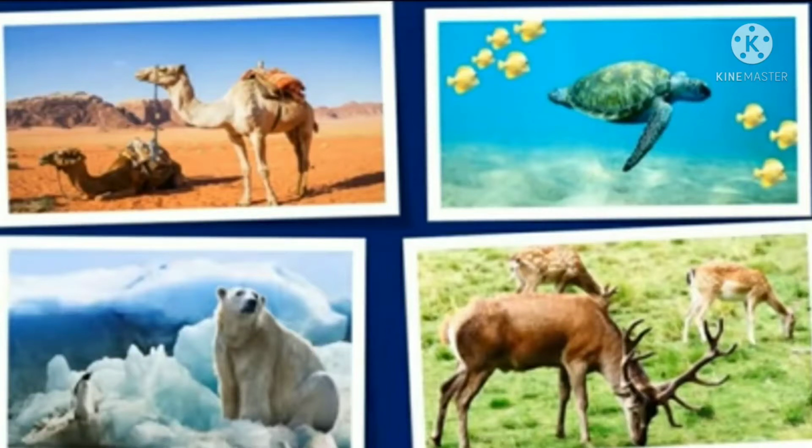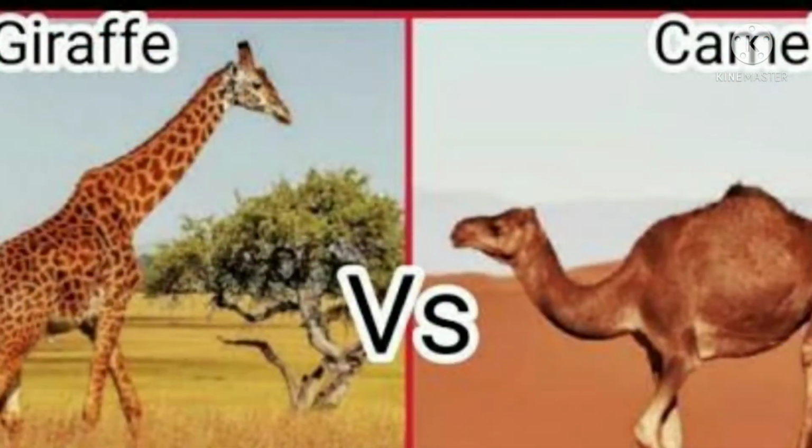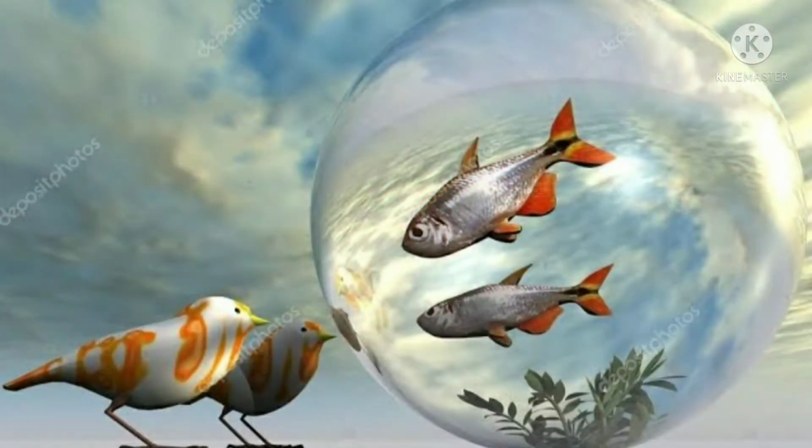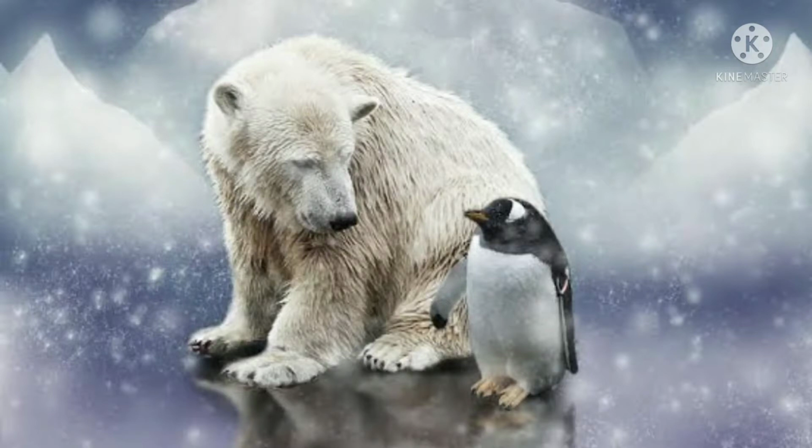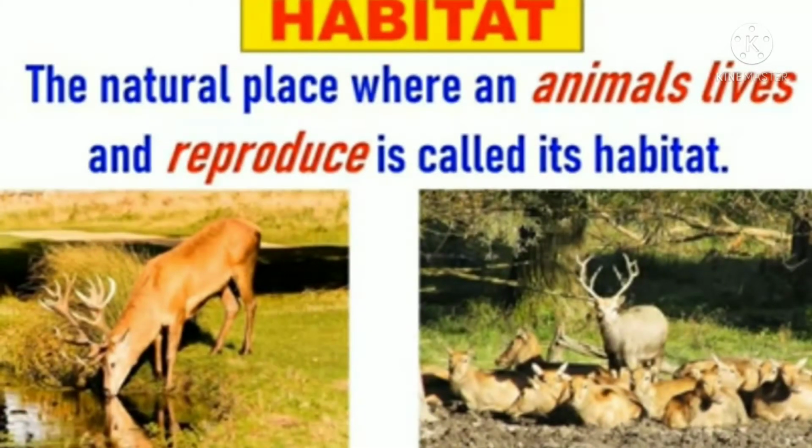Children, can you tell me a variety of animals? Yes, giraffe, camel, fish, birds, penguin, polar bear, housefly, ant and many more, isn't it? Children, what is habitat? The environment in which an animal lives is called its habitat.